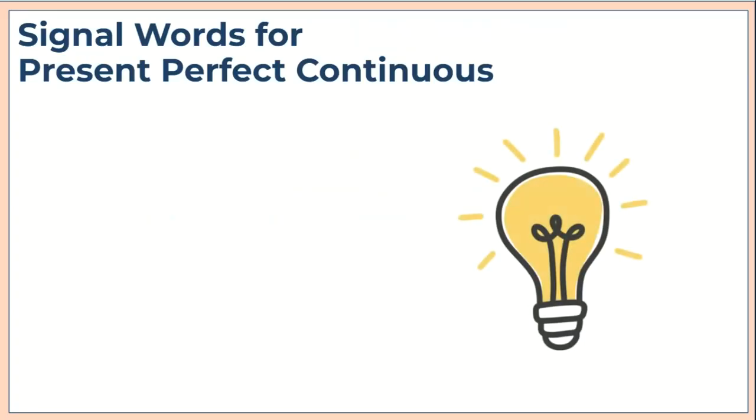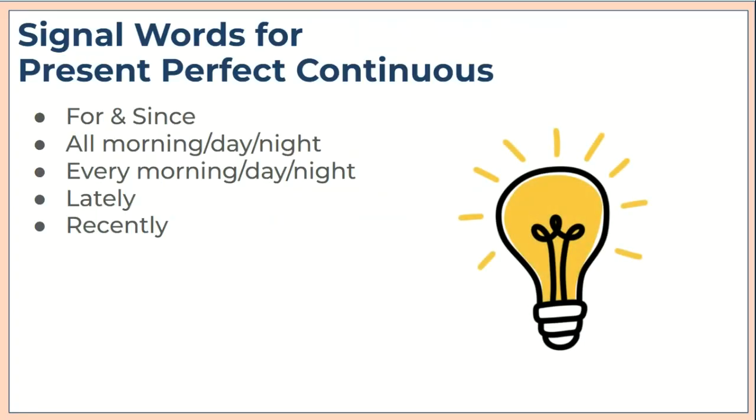Let's look at the signal words now for the present perfect continuous. We're going to have quite a few. We have for and since because that connects to the perfect aspect. We're going to have things like all morning, all day, all night, or every morning, every day, every night, because that connects to the continuous aspect. And then going back to those situations where we're talking about temporary changes or things that have changed more recently to our habits and routines, well, we're going to use good transition words like lately or recently.